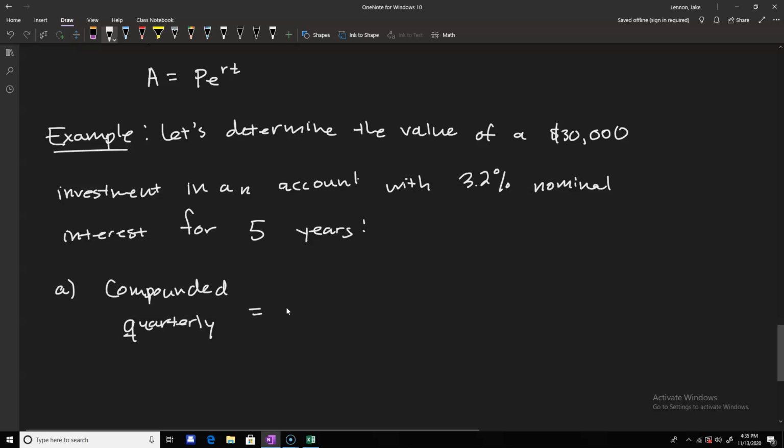So for this one, we have 30,000. We're compounded quarterly, so that is telling me that n is 4. Quarterly is 4 times per year. So we have 1 plus this 0.032 over 4. And you want to watch out with parentheses as you're inputting this, especially in the exponent there. If you have to enter it, you want to make sure there's parentheses around the 4 times the 5 so that you're not raising it to the 4th power and then multiplying that result by 5. So what does that come out to? This comes out to, if I round to the nearest cent, 35,182.92.